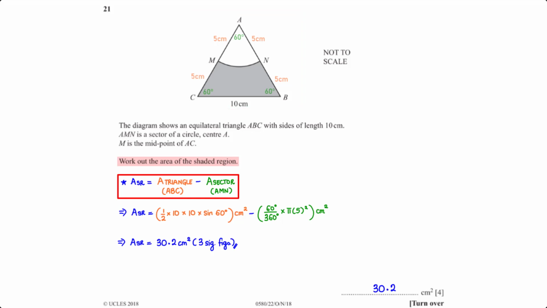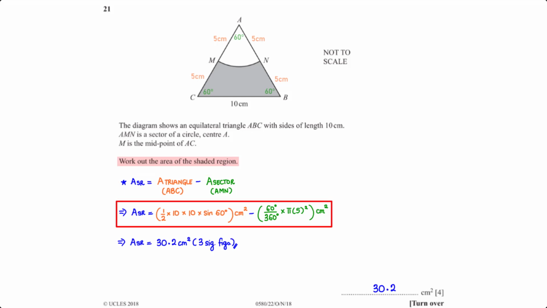The area of the triangle can be found using the formula half ab sine C, where a and b are any two sides of the triangle, which in this case each are 10 centimeters, and C is the angle between the two sides, which is 60 degrees.